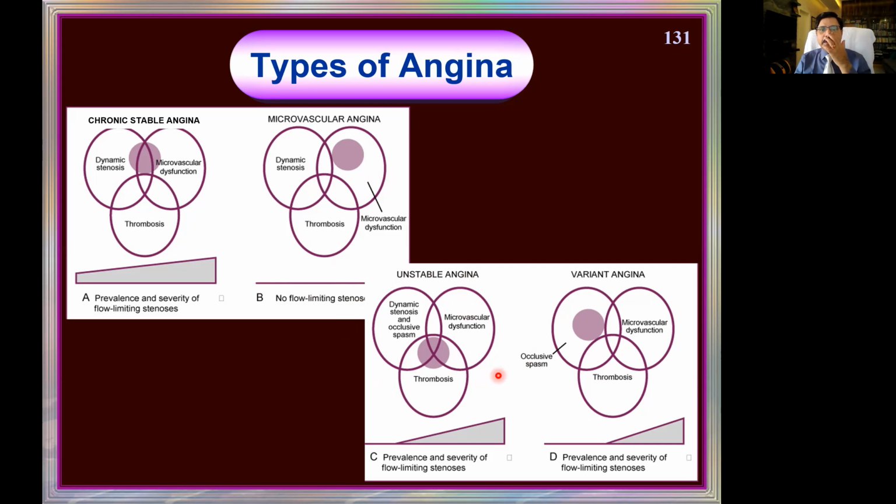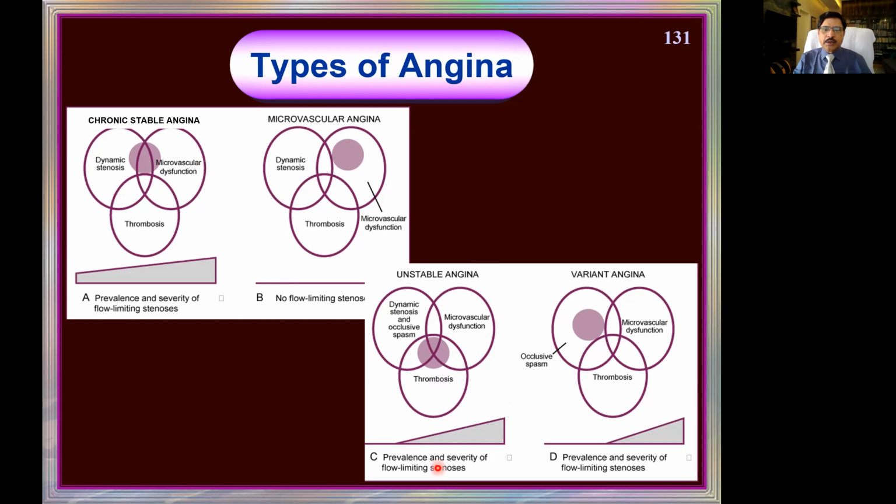What is unstable angina? There is dynamic stenosis to some extent, there is microvascular dysfunction, and there is also a partial thrombus which has not totally occluded and produced a myocardial infarction. There is a little bit of vulnerable plaque. The plaque got opened, a little bit of thrombus is formed, and this thrombus is sufficient to reduce the blood supply, but not sufficient enough to occlude the blood supply. Such a situation is called USA or unstable angina, which is a component of the acute coronary syndrome.